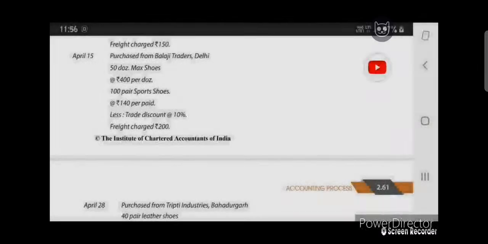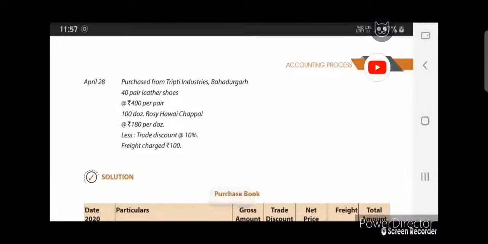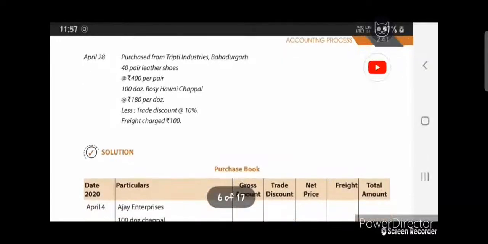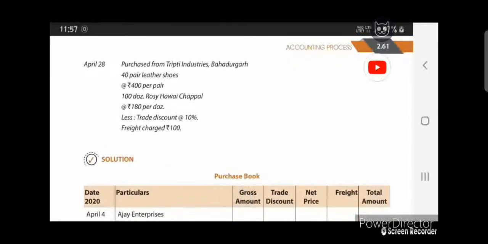Next is April 28th. We have purchased from another company, Tripti Industries in Bahadurgarh. We have purchased 40 pairs of leather shoes at the rate of rupees 400 per pair, and 100 dozen of Rosy Hawaii chappal at rupees 180 per dozen. They have given a 10% trade discount, and they have put a freight charge on that. Now we have to make the purchase book for these questions.